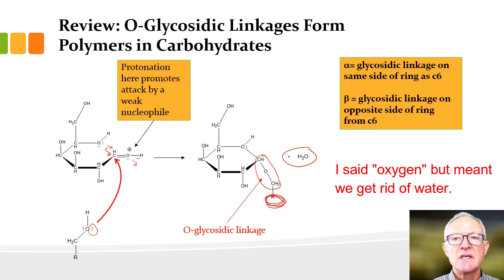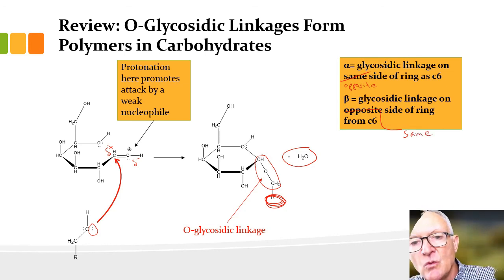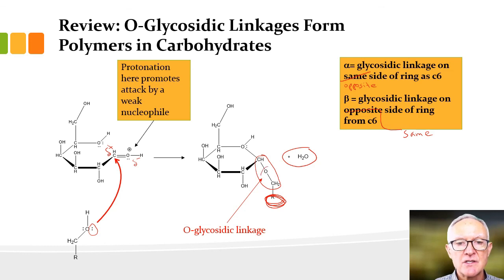In this case, the glycosidic linkage is on the opposite side of the ring as C6. So this little box is wrong. This should say opposite for alpha. And beta is going to be on the same side of the ring. So in this case, we have the oxygen on the anomeric carbon on the opposite side of the ring from carbon 6. And so that makes this an alpha glycosidic linkage.